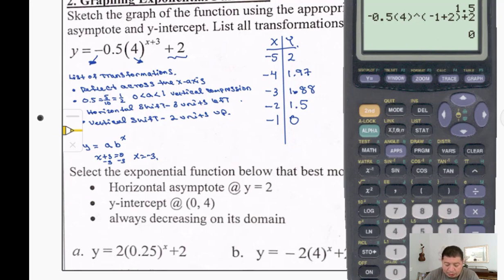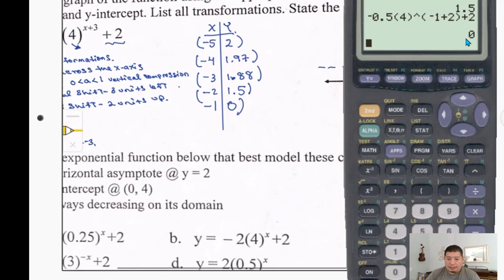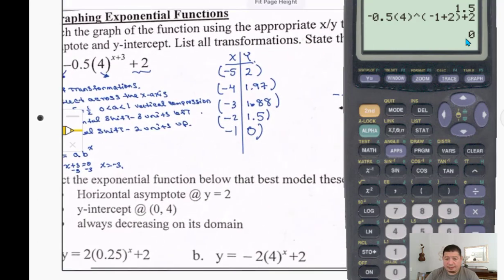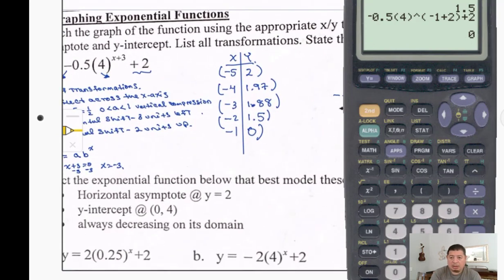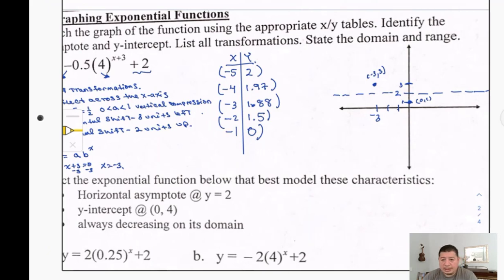And so what I'm going to end up with is going to be coordinates -5 and 2, -4, 1.97, -3, 1.88, -2, hold on one second, if I input -2, I get 1.5. If I input -1, I get 0. And that should be good enough. Okay, so now let's go ahead and graph this. And let's see what we get.